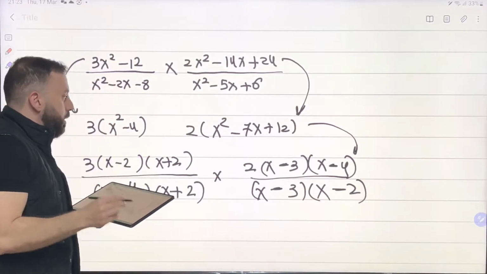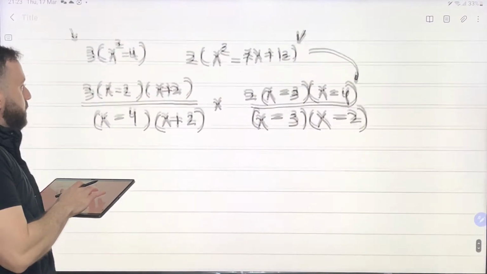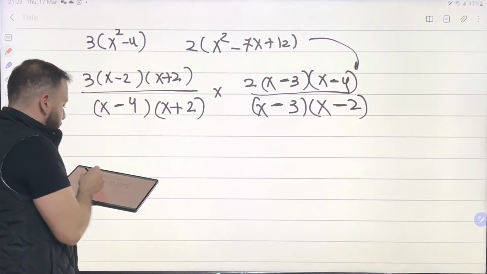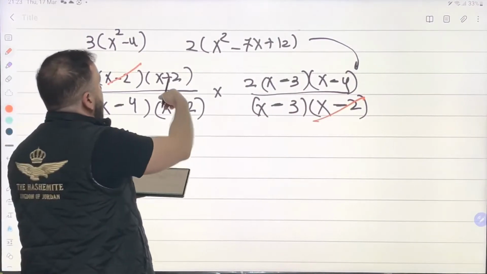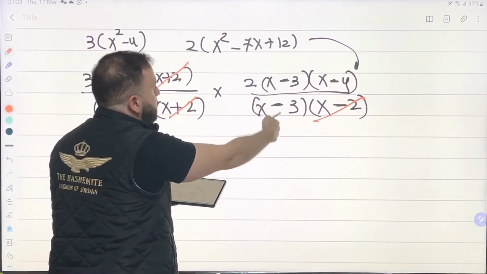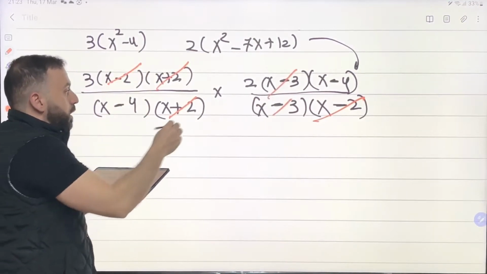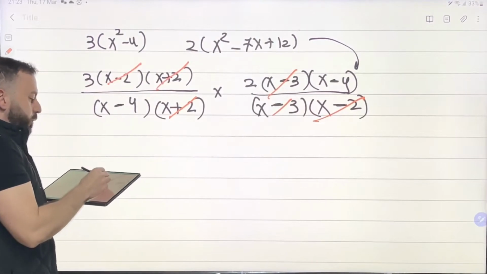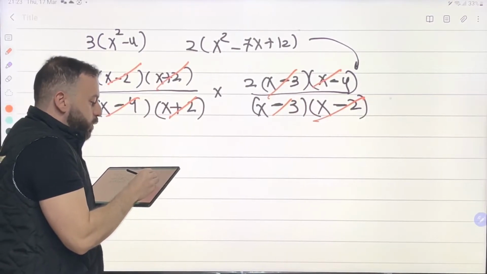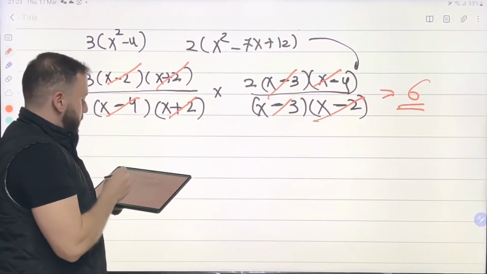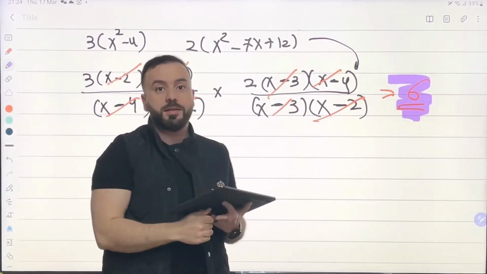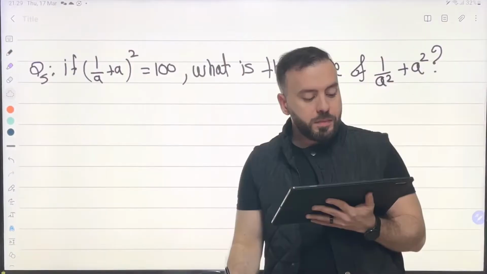Now, can I make the cross section now? Yes. Okay. x minus 2 cancels with what? With x minus 2. Bye bye. And x plus 2 cancels with what? x plus 2. Okay. x minus 3 with x minus 3. x minus 4 with what? x minus 4. And then what do I get? 3 times 2, so the answer of this question is what? 6. Okay? The answer is 6. Thank you very much. See you in question 5.